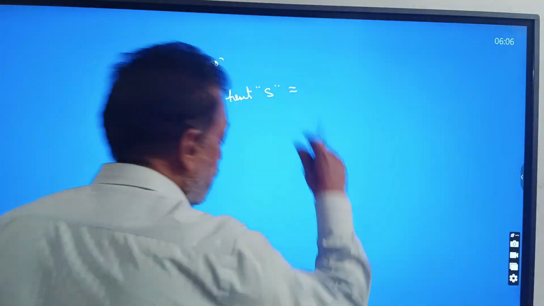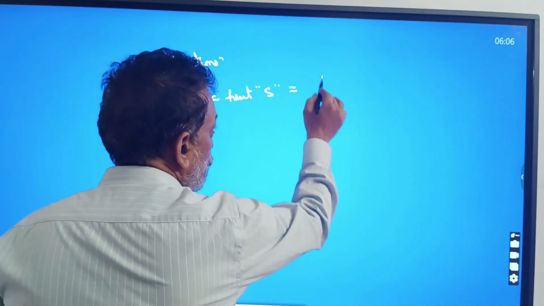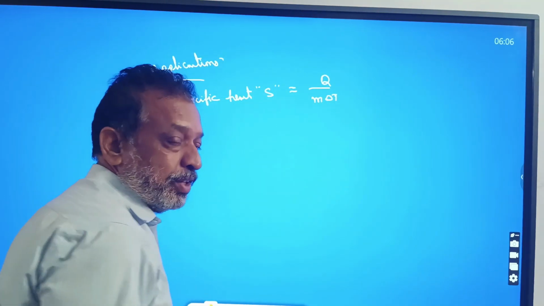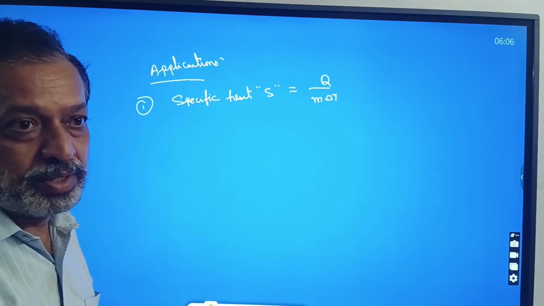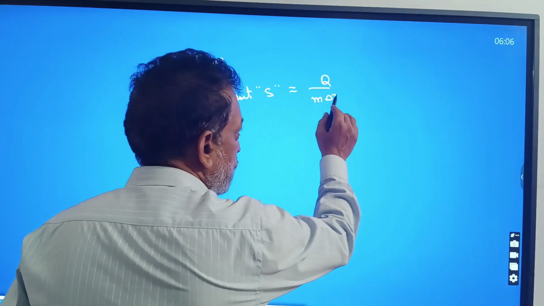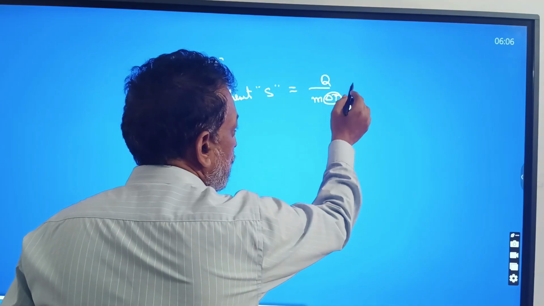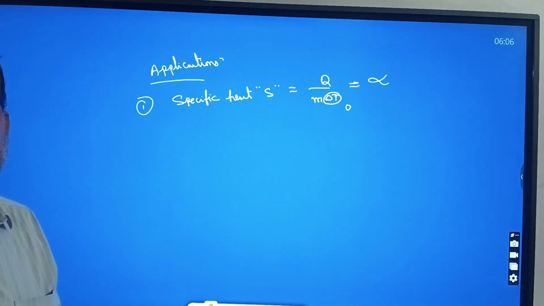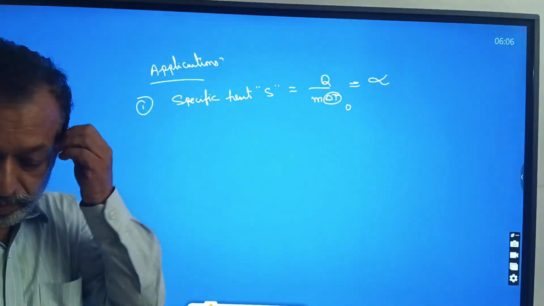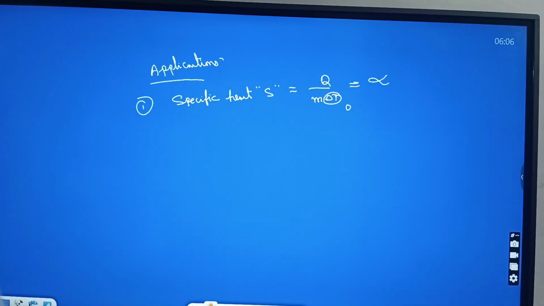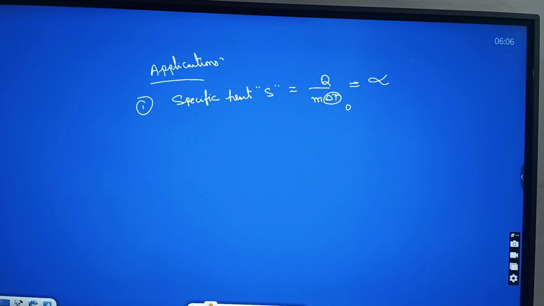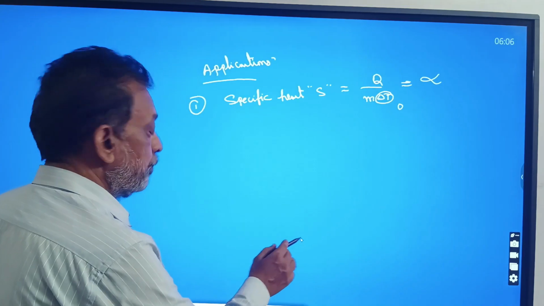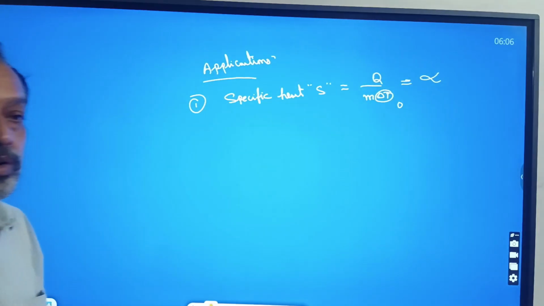What is the formula of S? S is equal to Q by m delta T. In an isothermal process, temperature is constant, so this becomes 0. Then what is the specific heat value? Infinity. Anything divided by 0 is infinity. So in an isothermal process, specific heat is infinity. That is the most important. Next.